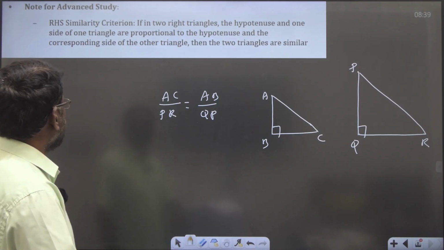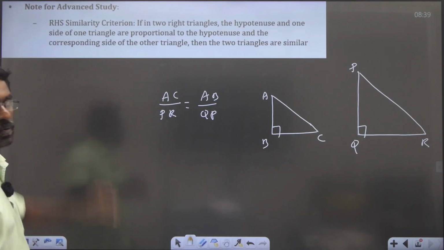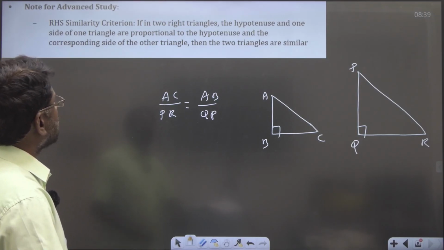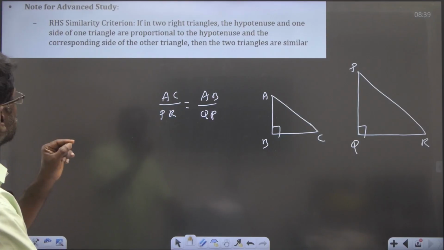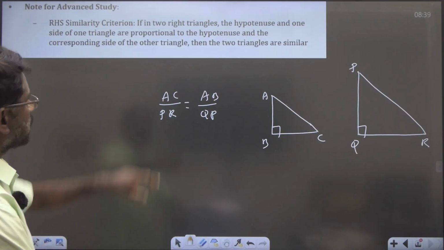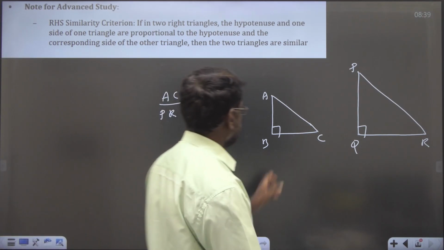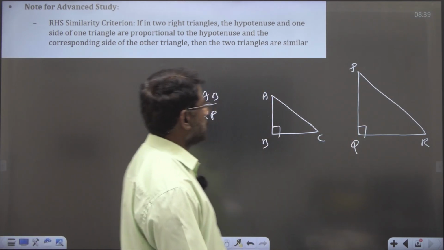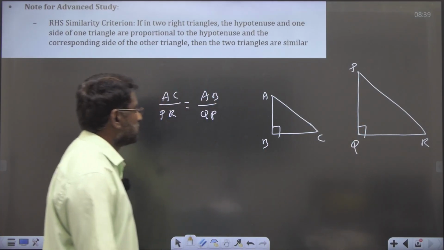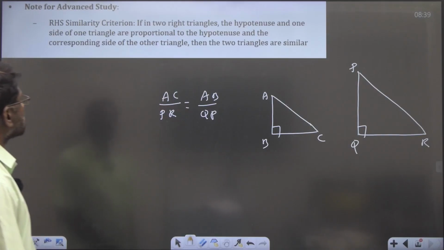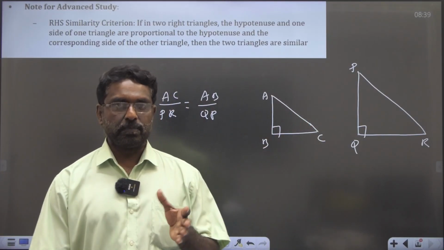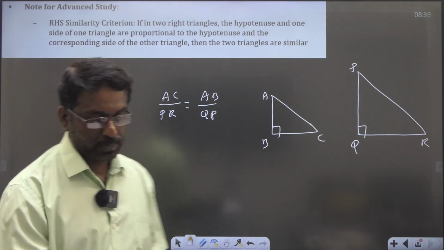This is called RHS similarity, used only in right triangles. If in two right triangles, the hypotenuse and one side of one triangle are proportional to the hypotenuse and the corresponding side of the other triangle, then we can say these two triangles are similar. Automatically the third side is also proportional. This is the RHS similarity criterion. This is the important theory part of this chapter.